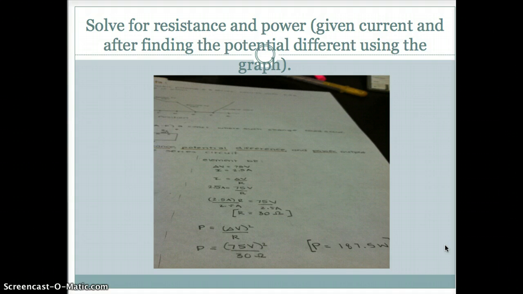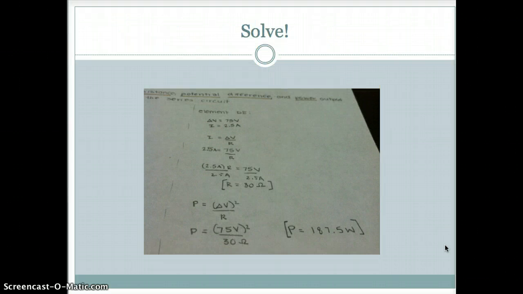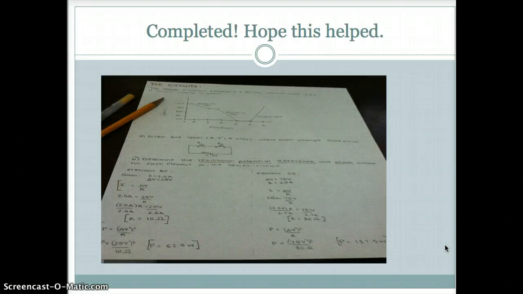And then you just use the same power formula to solve for power output, and that is the change of V squared over R, and you get your power to equal 187.5 watts. And that's just a clearer image of it. And then you're done. And that's just the completed page with all the solutions and questions on it. I hope this helped, and good luck studying.